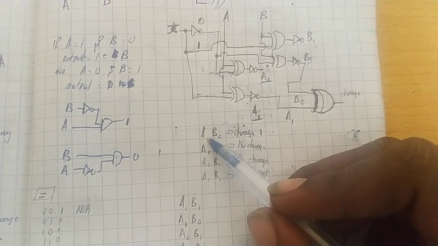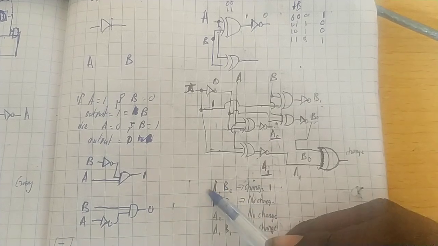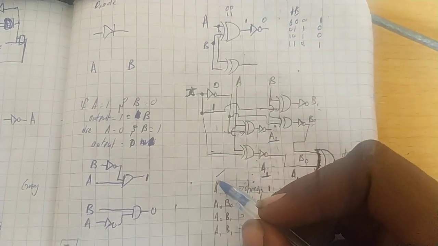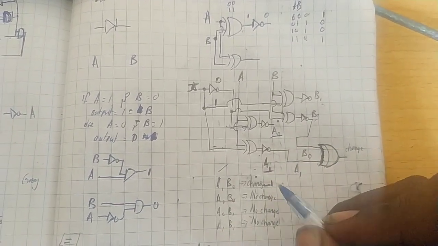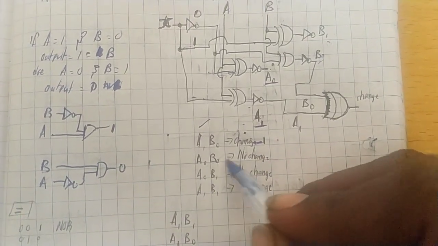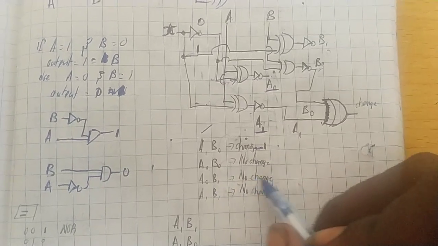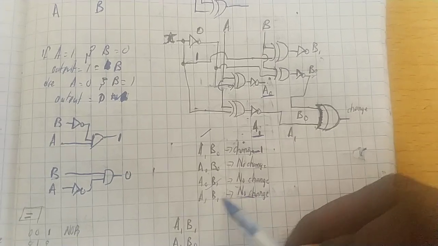When A is 1 and B is 0, there's supposed to be a change, because I want it to go in ascending order. A should be 0, B should be 1. So there should be a change here. When A is 0, B is 0, there should be no change. The data is the same. When A is 0, B is 1, there should be no change. It's ascending. When A is 1, B is 1, there should be no change. It's equal.